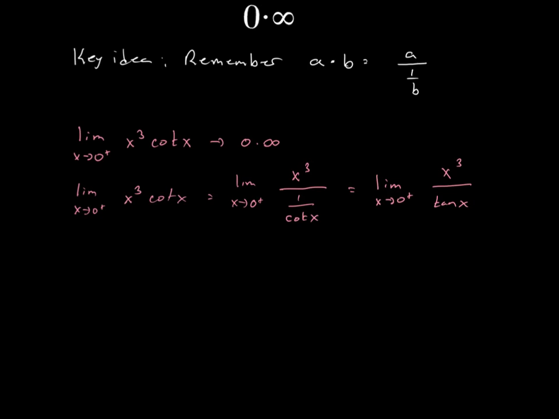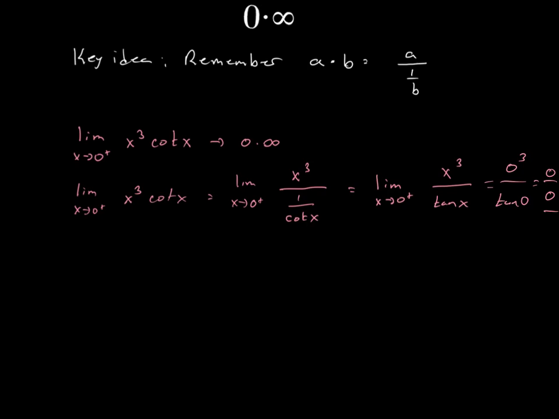which is the same thing as 1 over the cotangent, which we know is the tangent of x. So I now have this as the limit as x approaches 0 from the right of x cubed over tan x. And when I do the substitution on that one, that will give me 0 cubed over the tangent of 0, which is 0 over 0. So that's our indeterminate form.